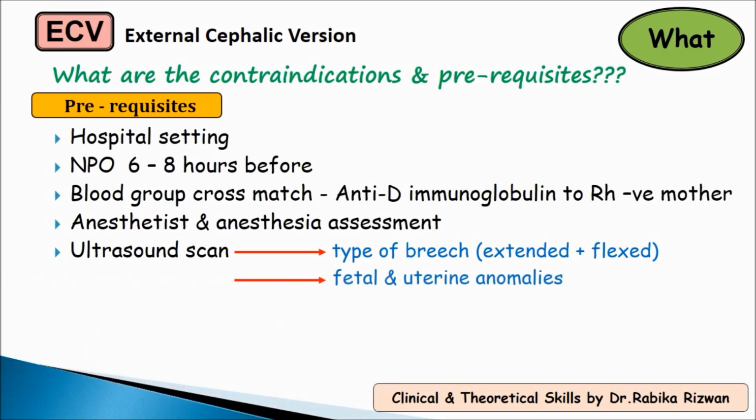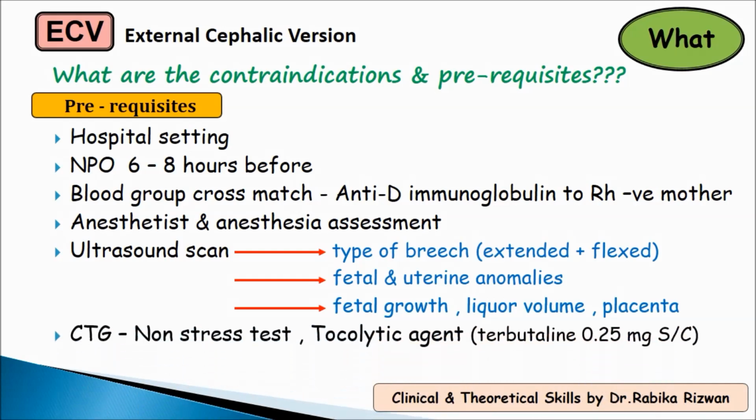The next parameter to see on ultrasound is fetal and uterine anomalies that I mentioned before. Uterine anomalies include uterus didelphys, bicornuate uterus, and unicornuate uterus, and fetal anomalies are anencephaly, hydrocephalus, fetal hydrops, etc. The next important point is fetal growth. It should not be too small a baby or too large a baby. Then liquor volume and placenta. It should not be placenta previa or an anteriorly positioned placenta. And the liquor volume should be within the normal range. It should not be polyhydramnios or oligohydramnios.